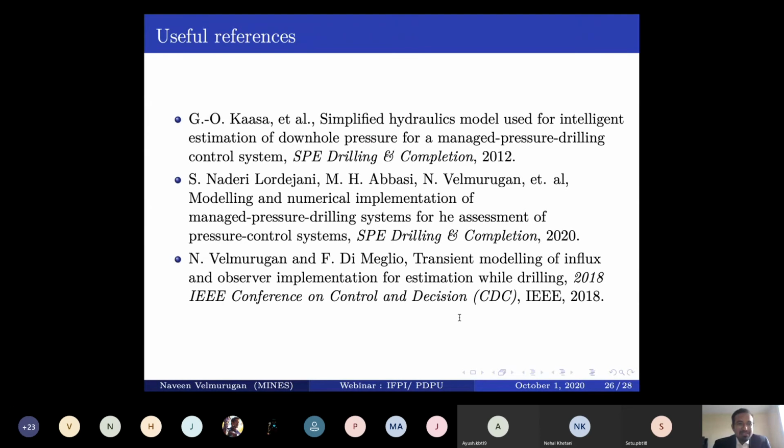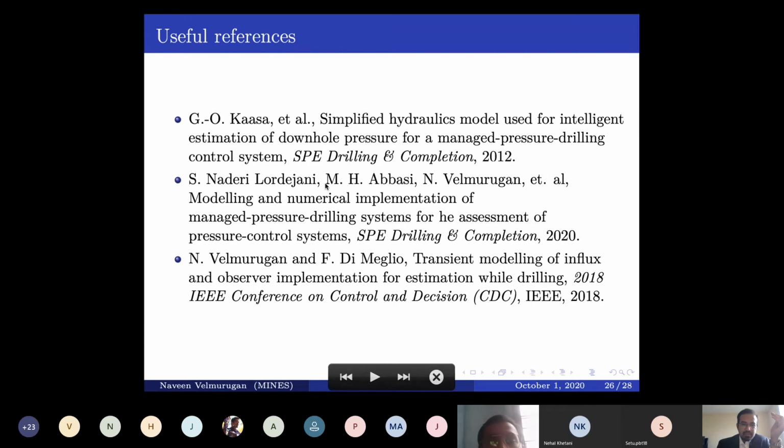Here are the references used for this particular talk. As I said, Glenn Koza is the author of this paper, which was the ODE model that I presented earlier. He's also the CEO of Kelda, and I had the pleasure of working with him for quite some time. I took his model, modified it, and provided an extension to the COSA model so we can include both the reservoir dynamics and the pressure loss across the drill bit.